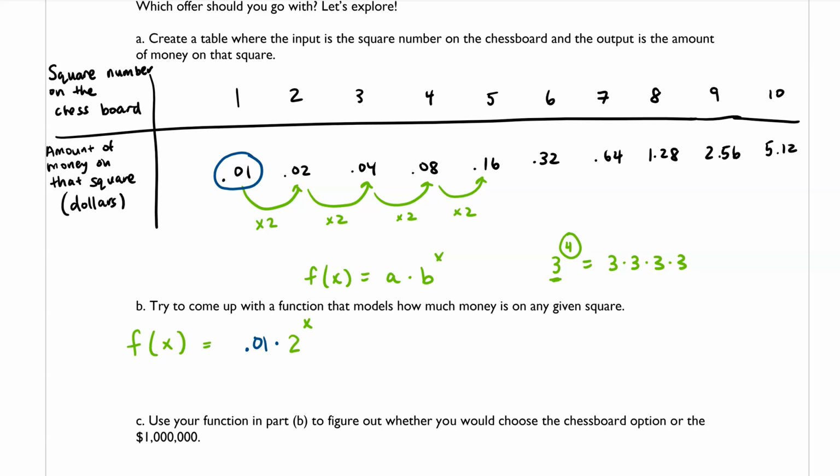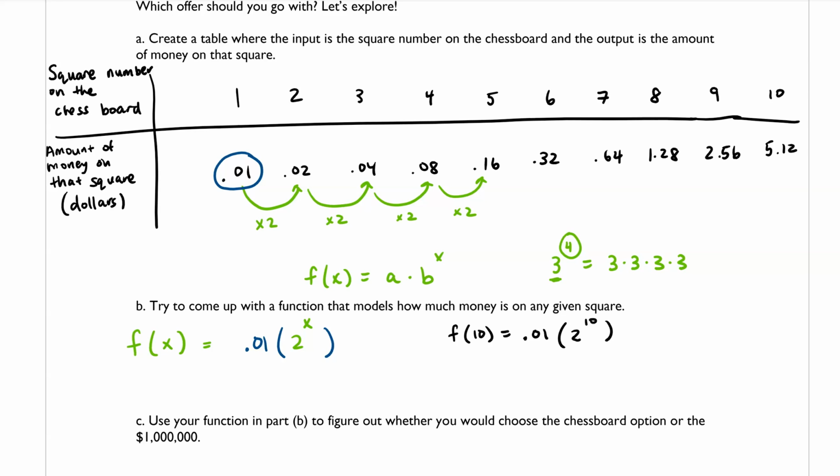0.01 times 2 to the x power. Instead of putting a dot there, actually, I'm going to put a set of parentheses like that. So if that function was correct, then it would match and align with our table. Let's see if that's in fact the case. If I evaluated f of 10, then that would be 0.01 times 2 to the 10th power. So I would replace my exponent with 10 instead of x.